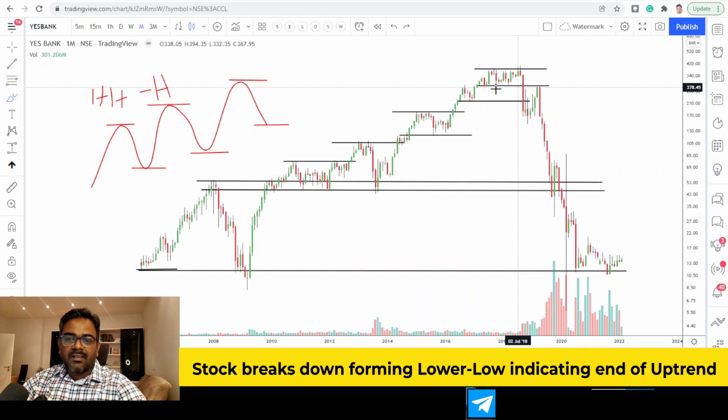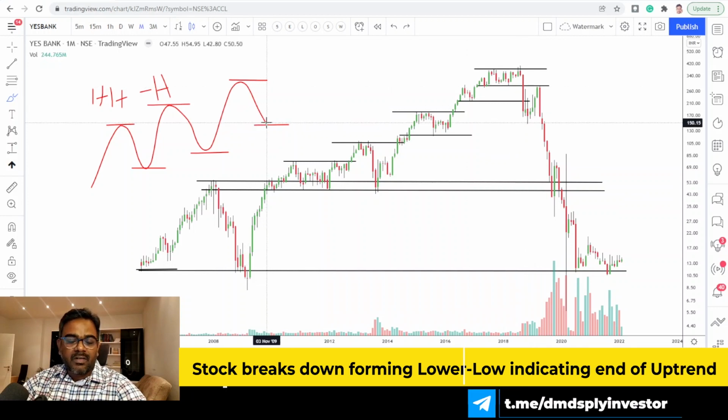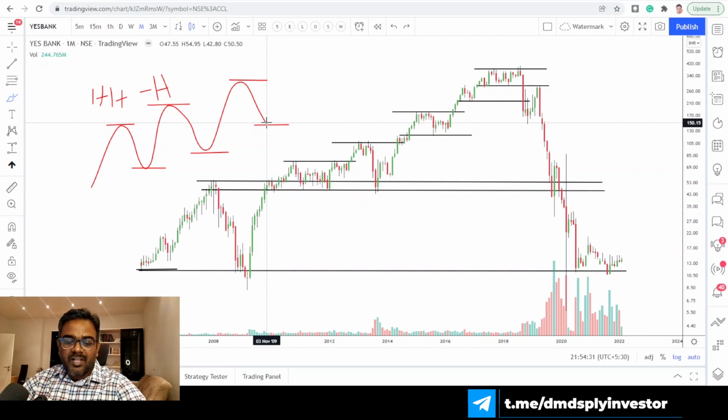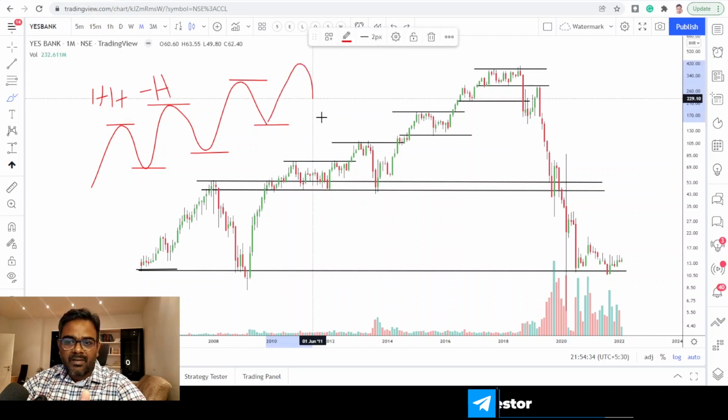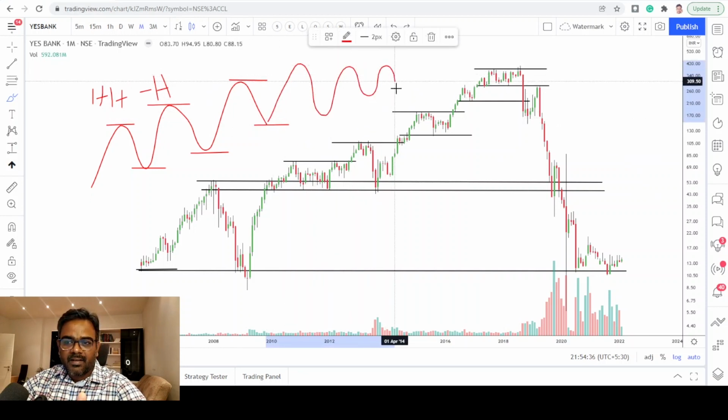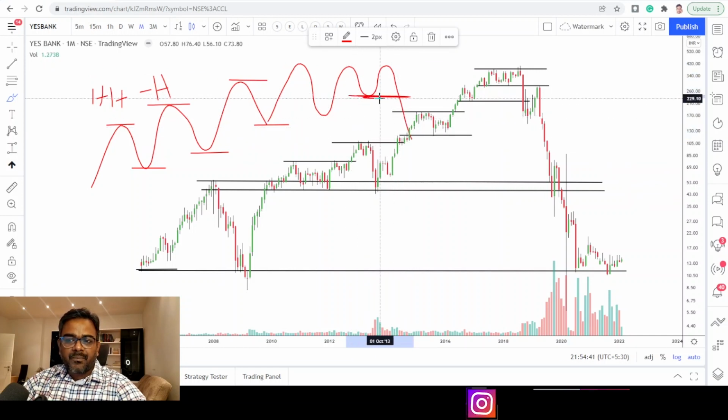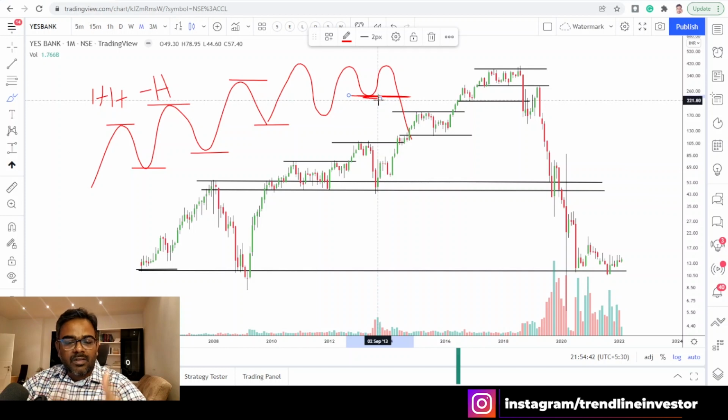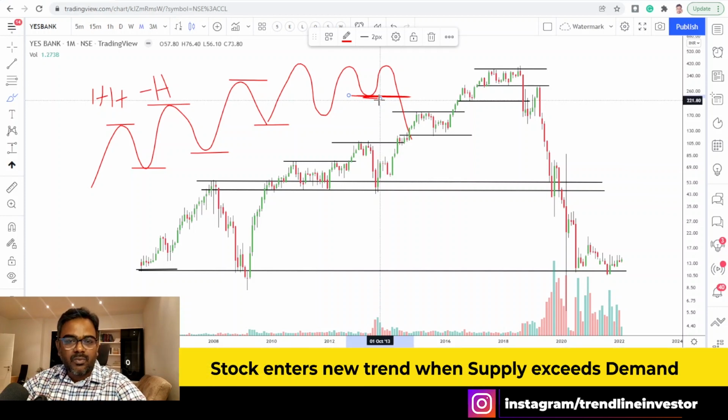Now that's when the entire concept of demand being more than supply changes, and supply becomes more than demand. So what's happened here is it went up like that, it went up like that, and then it breaks down, right? So that point is when the supply gets more than the demand, and then the stock starts a new downward journey.